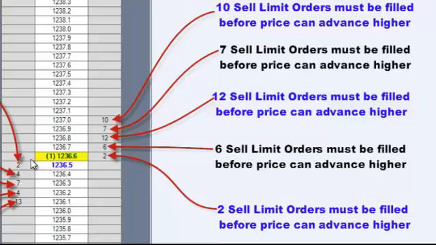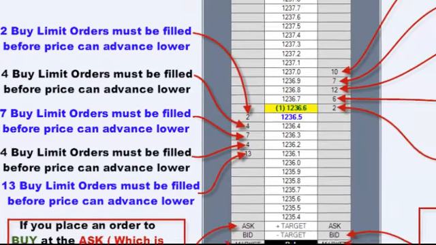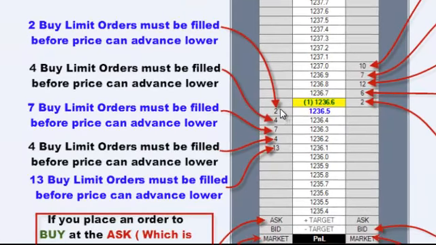Same thing on the selling side. If the sellers come in and take out the buyers right here at the bid, once they take out these 2 right here, if they want to continue to sell and there's nobody left, they have to hit the next price, and so on and so on. This is what moves the price down. So these 2 buyer limit orders must be filled before price can advance lower on the buy side.